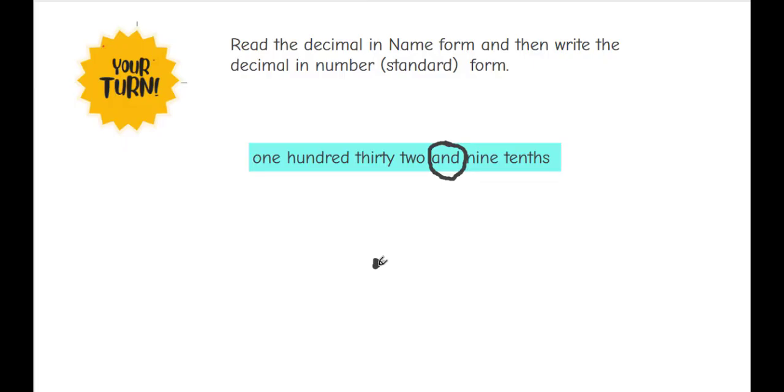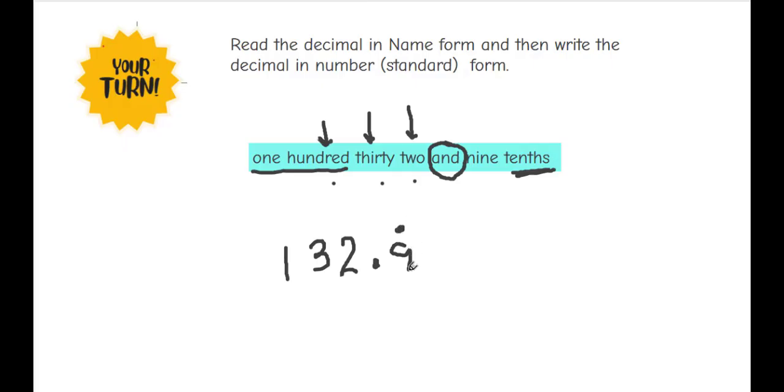All right, let's check your answer. We have 132. The 2 is in the ones place, the 3 is in the tens place, and then we have the hundreds place, okay? You can put dots there, you can put arrows, but show that those are 3 different place values. So we have 132 and 9/10. I know that my answer is going to end in the tenths, and the first place I have here is tenths. So the number 9 goes in the tenths place.